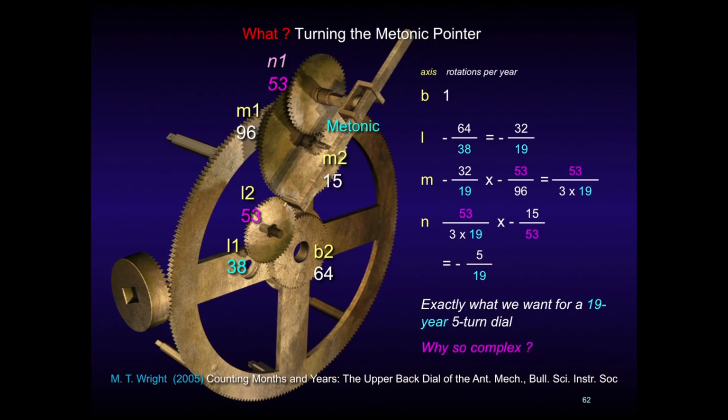I'm going to put the rest of the gear train in that Michael Wright proposed. And you'll notice that there's a second gear there with 53 teeth, which is a conjectural gear. We don't have any physical evidence for it, but it must have been there because we only want the ratio 5/19. It's a 5-turn dial over 19 years. So the 53-teeth gears cancel each other out. So what on earth are they doing there? Why is this gear train so complicated? It dramatically seems to contradict the KISS principle that you should keep things simple.